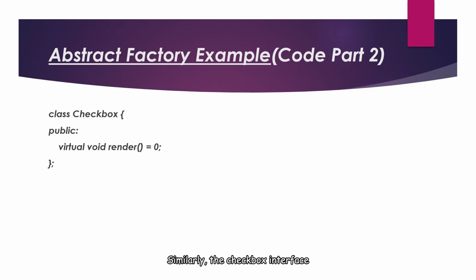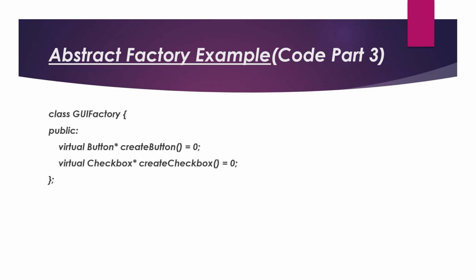Similarly, the checkbox interface declares the render method, which is implemented by each specific checkbox class. This allows the system to handle different platform-specific checkboxes while maintaining a consistent interface. The GUI factory interface declares the methods for creating buttons and checkboxes. These methods are platform agnostic. It's up to the concrete factories to implement them and return platform-specific components.